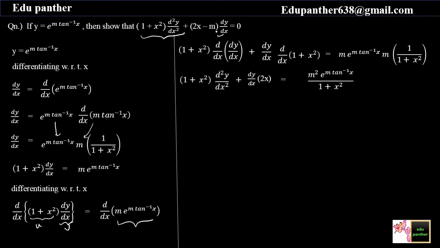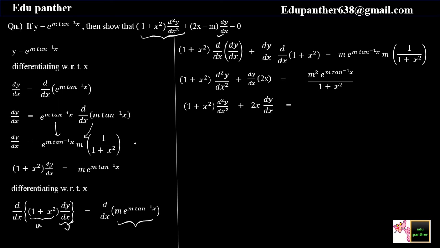We just need 2x minus m into dy by dx. Out of that we have got 2x times dy by dx. So now what is remaining here? So we have to arrange m times dy by dx. So we'll simplify this right hand side to get m times dy by dx. So left hand side is as it is.